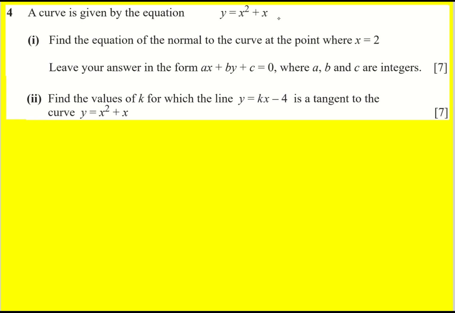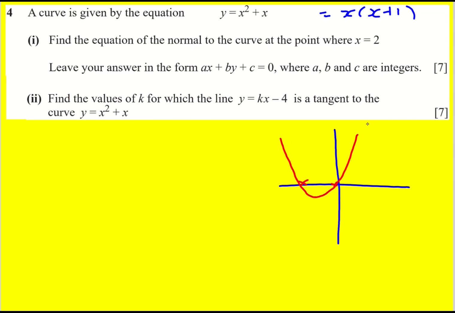The curve is given by this equation, y equals x squared plus x. Actually, it's not too bad to sketch this quadratic because you can factorize it. It's going to have roots at 0 and -1. I know it's not essential to the question, but I'm going to illustrate what the normal is. It's going to look like that.